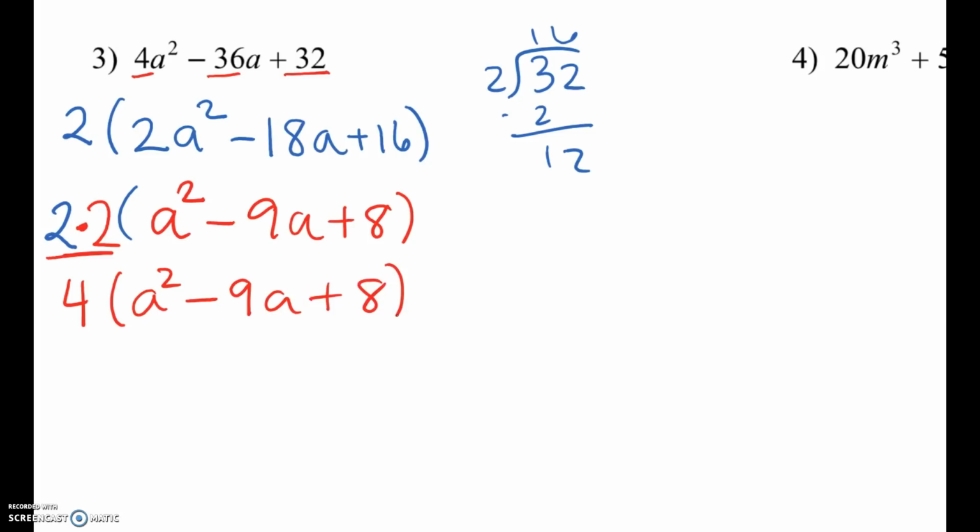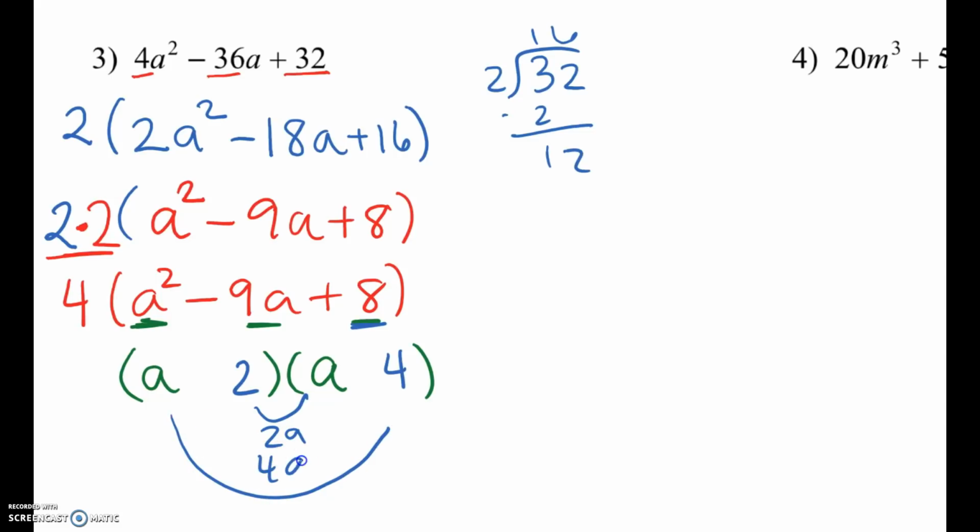So again, I'm looking and I see that this is a trinomial. So a trinomial we're going to factor using this guess and check method. A squared, what multiplies to a squared is a and a. What multiplies to 8 is 2 and 4. And when I check this, I get 2a and 4a. And are those ever going to add to 9? I need a negative 9a. So 2 and 4, if I add them, I get 6. If I subtract them, I'm going to get a negative 2 or a positive 2. So that's not going to work.